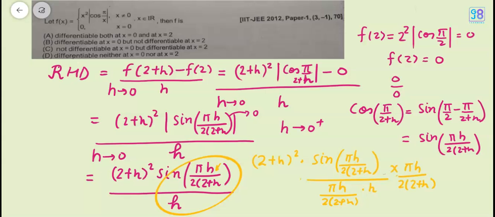Now you will see as h tends towards 0, this h and this h will cancel out, and this complete thing will now become equal to 1, since theta tending to 0 goes towards 0. One factor of 2 plus h will cancel out from here, and eventually we'll get pi 2 by 2. So this limit will become pi. So we'll say the right hand derivative for this function is pi.